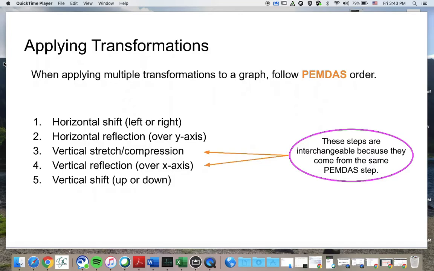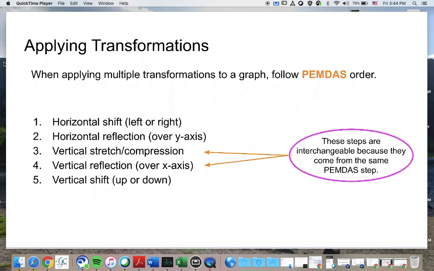So then after, if you did have a horizontal reflection, you would move on to your vertical stretches and compressions. So your PEMDAS step there would be multiplication or division outside the parentheses. And that can be a vertical stretch or compression. That could also be a vertical reflection, because those both are multipliers in front of that set of parentheses. I made a note over there, these steps are interchangeable because they do come from that same PEMDAS step of multiplication or division. So you can apply those in either order.